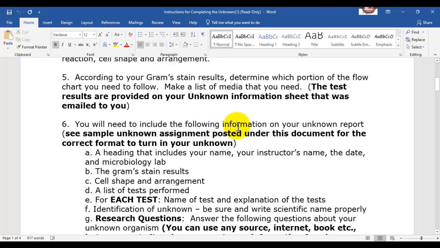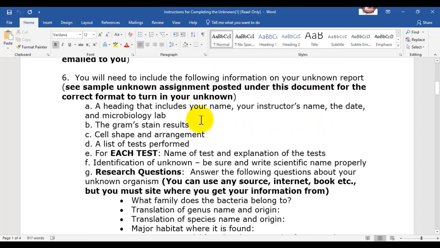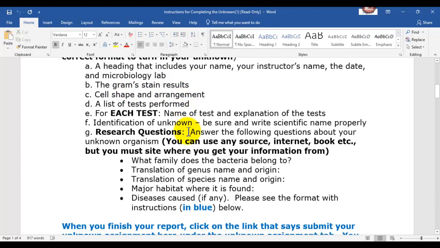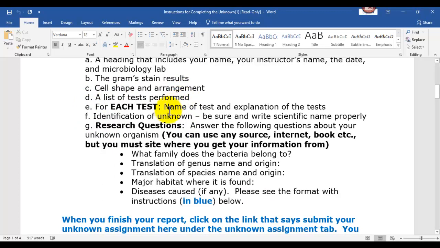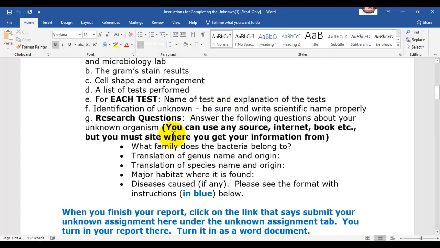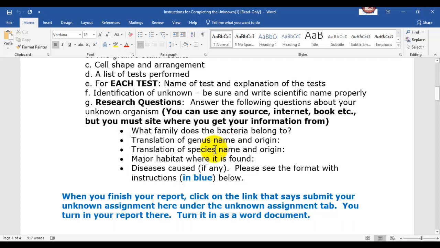It says you'll need to include the following information in your unknown report. So a heading, and I have an example for this, your gram stain results, your cell shape arrangement, the list of tests you performed, and for each test, an explanation of the test. In other words, what's it positive and negative for, or what does that mean? If something is urease positive, or the urea turns pink, it means it's positive for the enzyme urease, and it broke urea down into ammonia, and then you got the color change. And then for this part, I'm going to let you use the internet or Bergey's Manual, anything you want to use in the library. You have to answer these questions about your unknown.